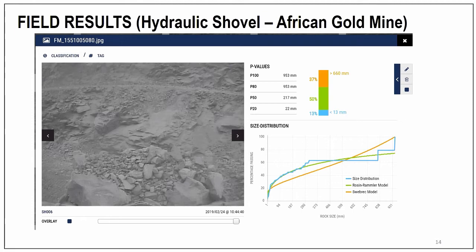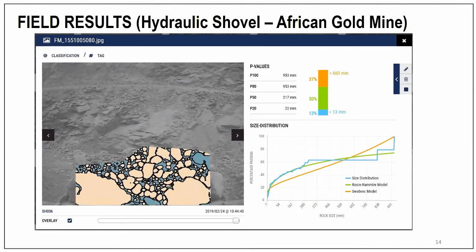So this is a hydraulic shovel at an African gold mine. And I think somewhere we have the date here. That's February 24. So that's the image of the bucket. This is the result of AI-based ROI, segmentation, and everything. And you see the P numbers over there on the right-hand side, P80, P100, P50 from this image. And green is like within the range. Yellow is like big size. You see there's a couple of big rocks. P100 is 953 millimeters.